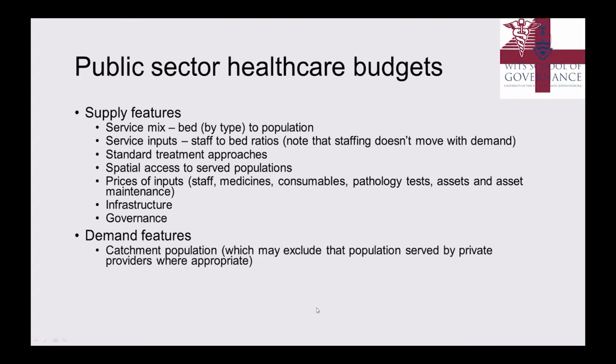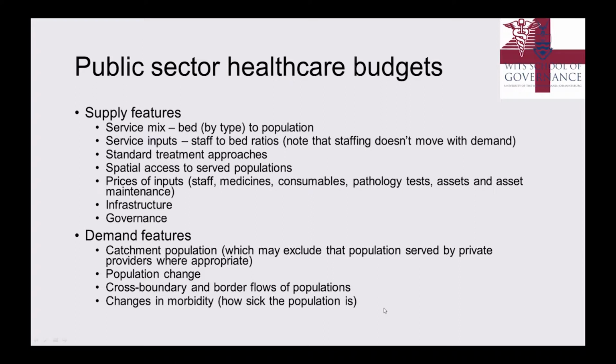You've got demand features, which is first and foremost your catchment population, which may exclude that population that might be served, for instance, by private providers where appropriate, but you'll modify your catchment population and weight it for the likely demand. Then you've got to take into account that population can change over time. You've got the possibility that there are cross-boundary and border flows of populations which can impact on the service. Changes in morbidity, which is how sick the population is, will change demand over and above changes in the underlying number of people in a population.